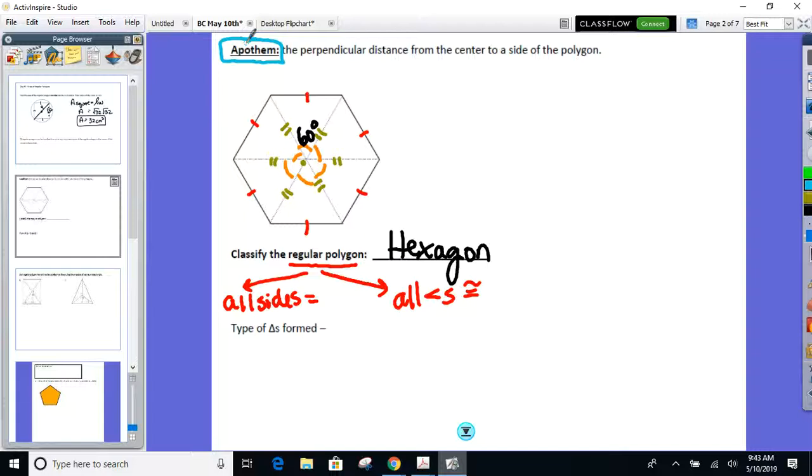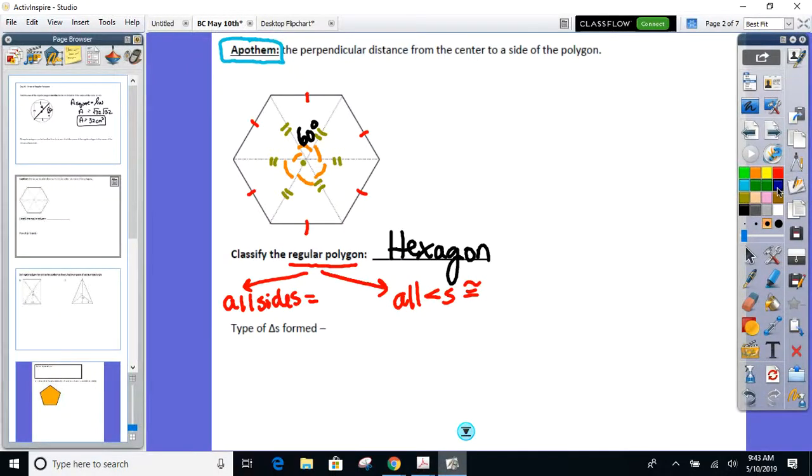It's on your pack. Oh, it's cut off. APOTHEM. Apothem, not opossum, apothem. Okay, apothem. And here's what an apothem is.